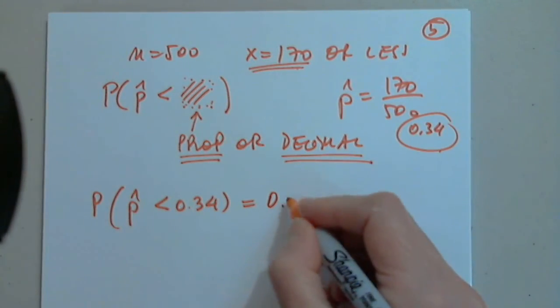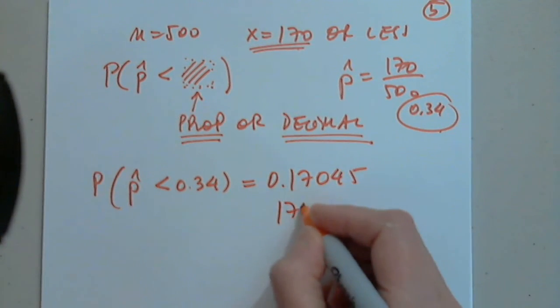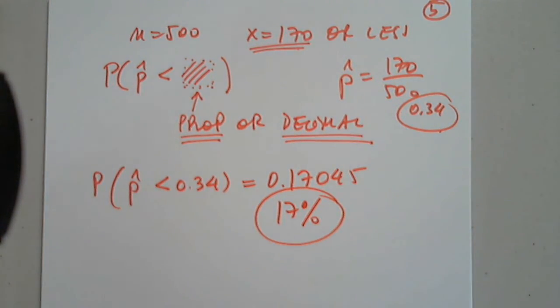So I got 0.17045. So now, only now I'd look and see what they want. What is it that they want? The result is unusual because the probability that p hat is less than or equal to the sample proportion, which is less than 5%. No, it's not less than 5%. So this is 17%. This is not less than 5%.